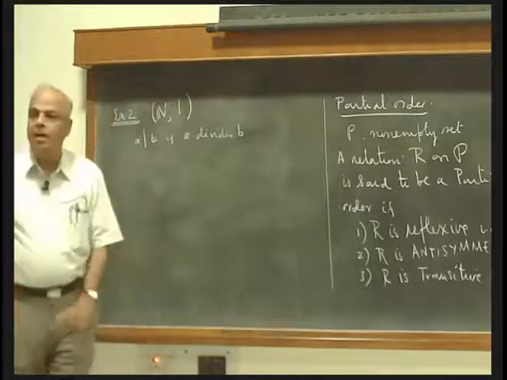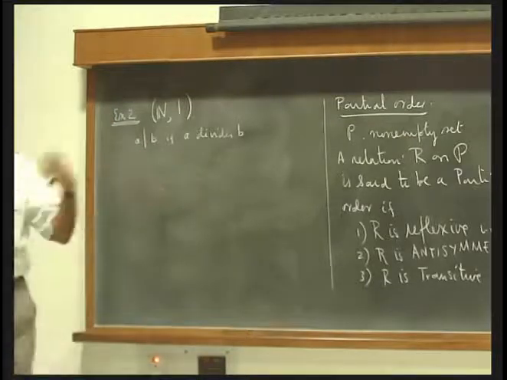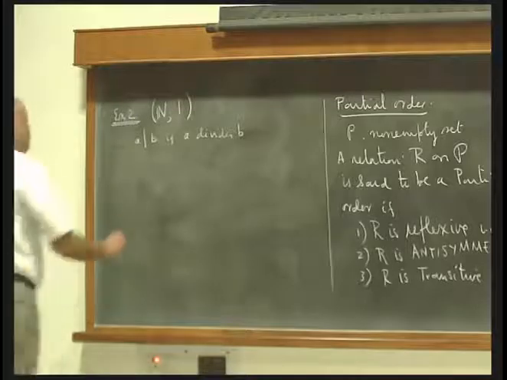Now this is a partial order because A divides A, reflexive. If A divides B and B divides A, then A must be equal to B. If A divides B and B divides C, then A divides C. So automatically this is a partial order.